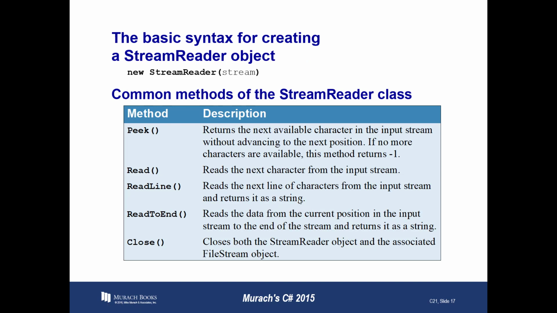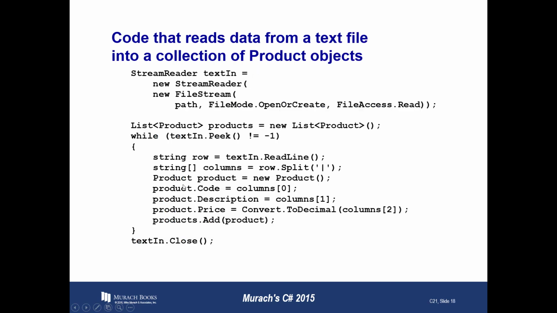Here's stream reading. Peek, which is kind of like a look ahead. It'll show you the next character, and if the next character is not available, meaning you reached the end, it'll return a -1. Read, which will read the next character in the stream. ReadLine, which will read the next line full of characters. ReadToEnd, which takes from where you currently are and reads to the end of the file. And Close, which we've already discussed.